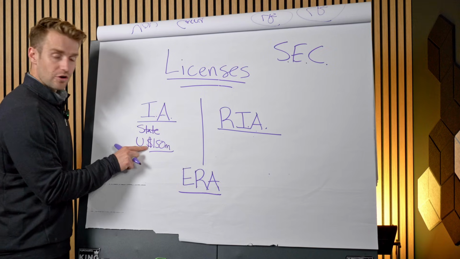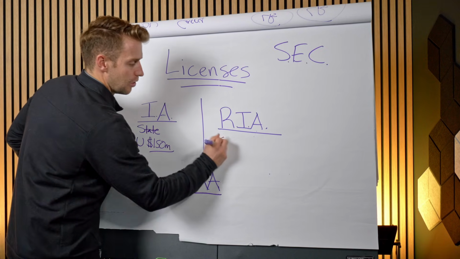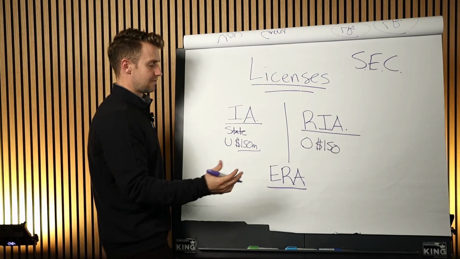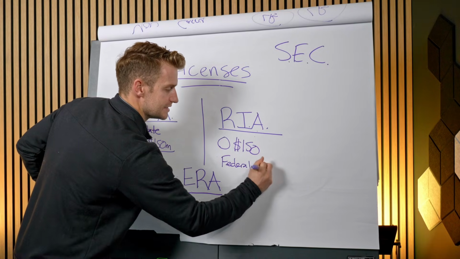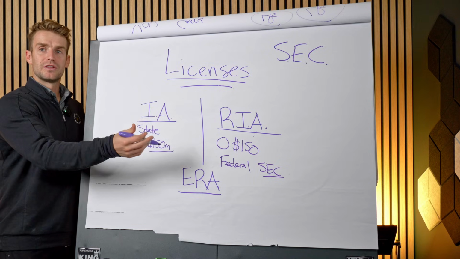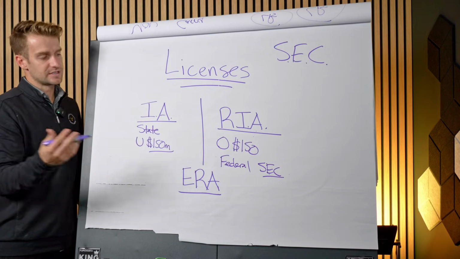If you're over 150 million, I'll put over 150 million, you file under the federal level, which would be the SEC, Securities and Exchange Commission. You are not under both. You're either one or the other, which is kind of interesting.